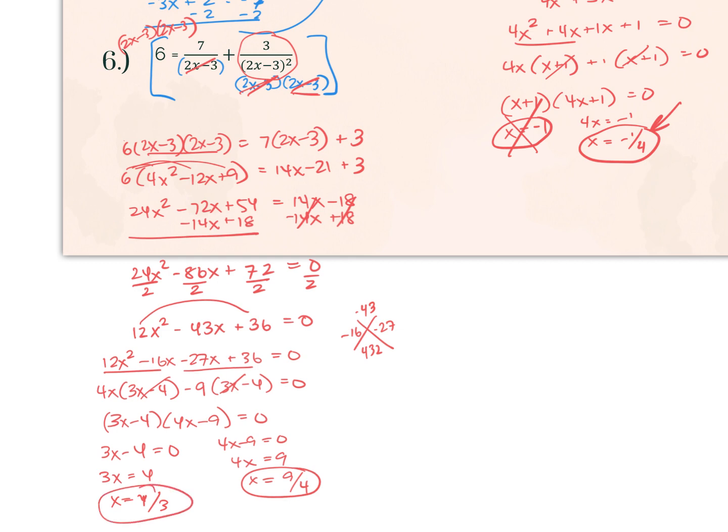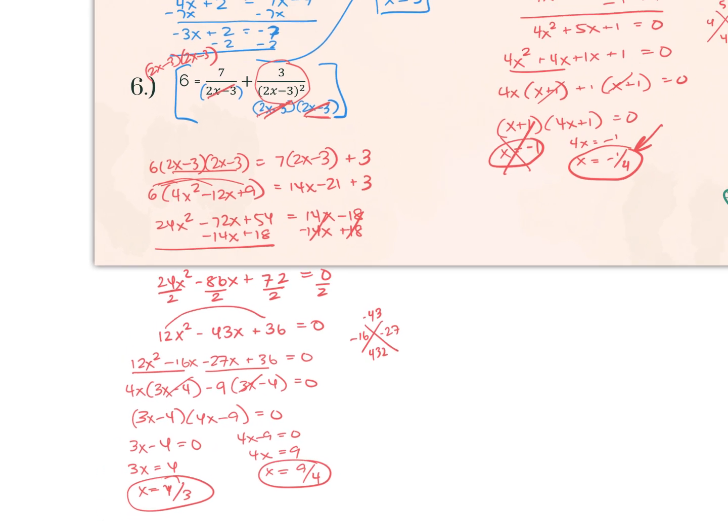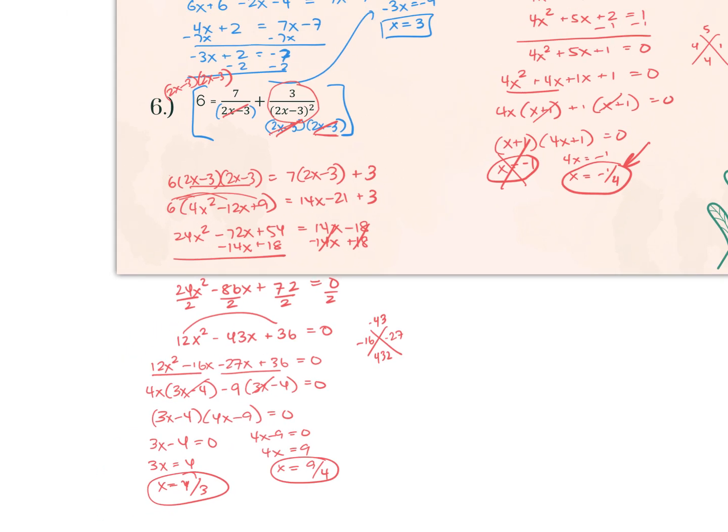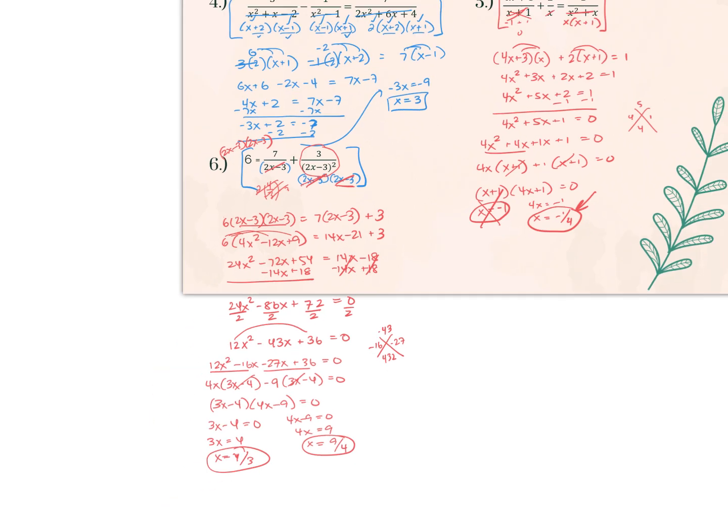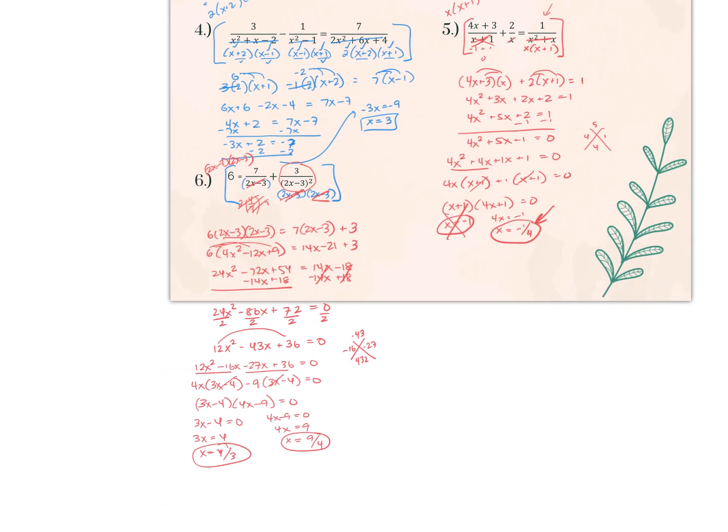So I basically have two solutions here. I do have to make sure that those solutions do not make my denominators equal to 0. So I would have to come back and check here. 2 times 4/3 minus 3 does not equal 0. 2/3 would make it equal to 0, so that's not it. Same with the other side. So both of those are fine, valid solutions, but a lot of work for sure.